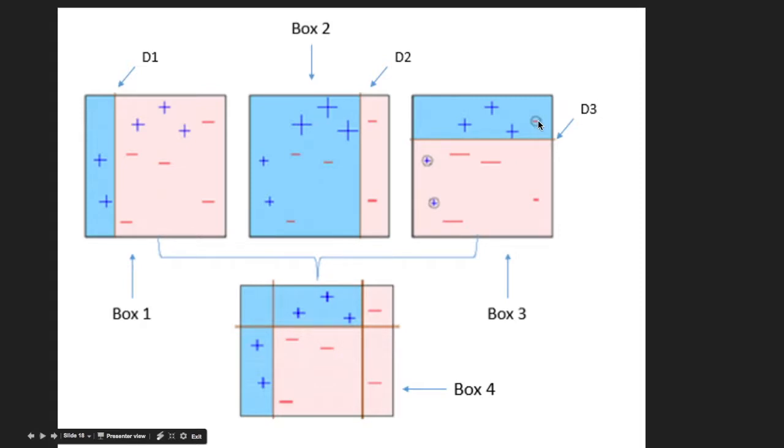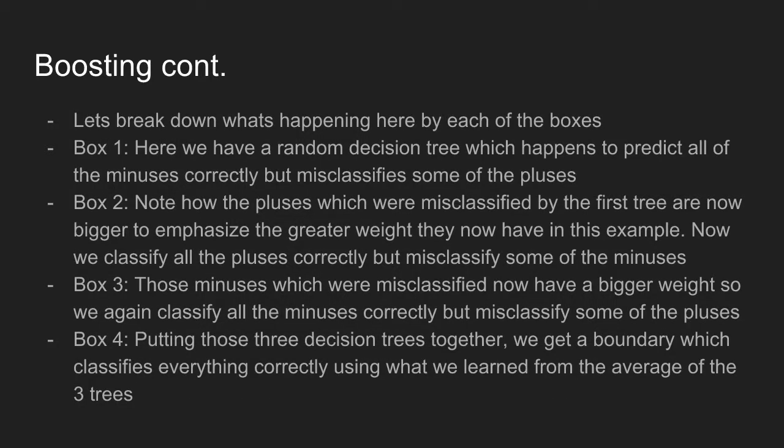So we changed that up, and now we made sure to get these 3 minuses right, but we got this one wrong, and we got these 2 pluses wrong. But if we average them all together, we get this boundary right here. And notice how now we got everything right. This example taught us to predict these pluses correctly. This one taught us to predict these ones correctly. And this one made sure that we got the minuses correctly. So now we're able to get something which is able to predict everything correctly.